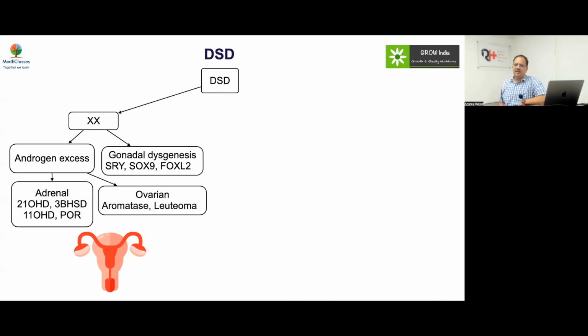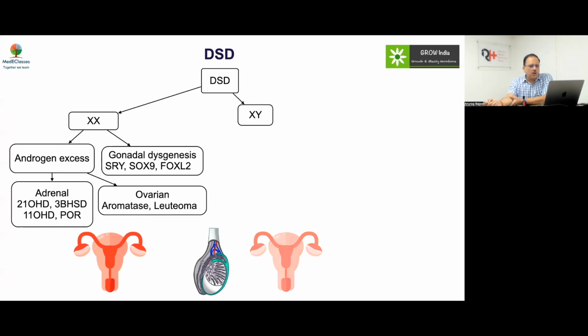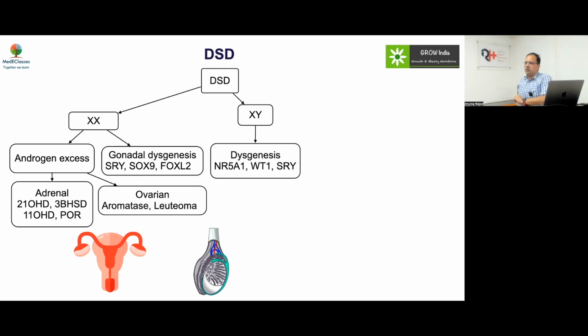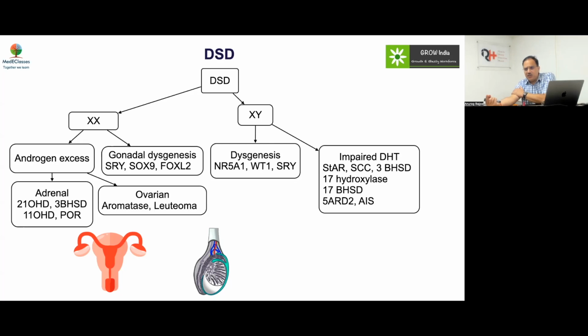Others are relatively rare. The second group will be the XY-DSD. So you have got the gonad, and the gonad is producing AMH, so you don't have a Mullerian structure. This could also mean a scenario in which you do not have the gonad, but you also do not have a Mullerian structure, which basically means that at some point of time the gonad was there or it is intra-abdominal. Now, XY-DSD could be because of a complete problem in the gonad.